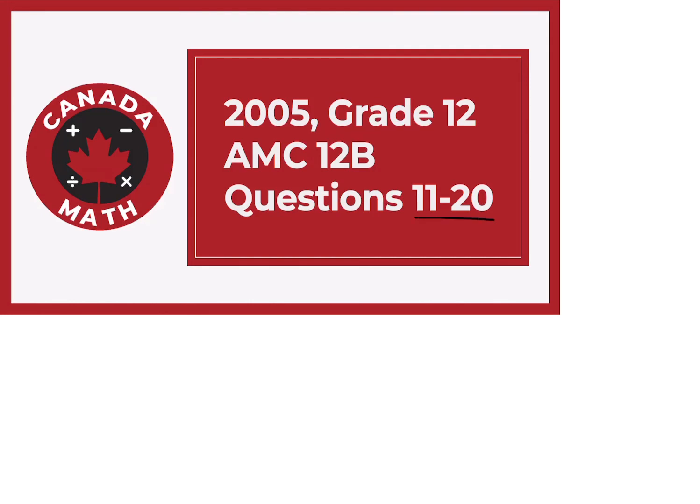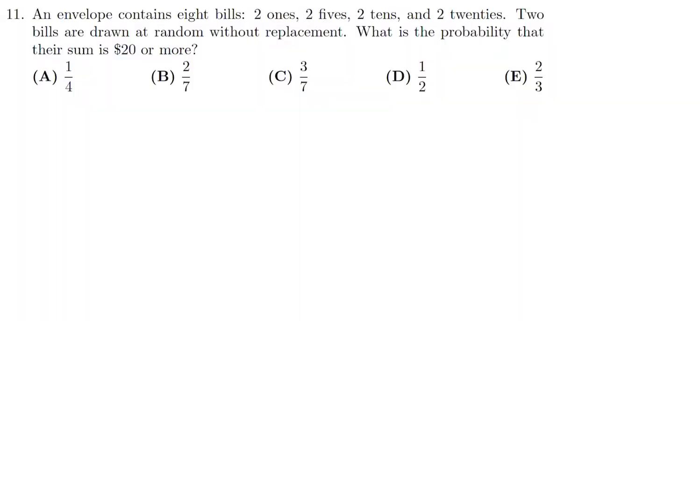Questions 11 through 20 on the 2005 Grade 12 AMC 12B. An envelope contains 8 bills: 2 $1s, 2 $5s, 2 $10s, 2 $20s. 2 bills are drawn at random without replacement. What is the probability that their sum is $20 or more?